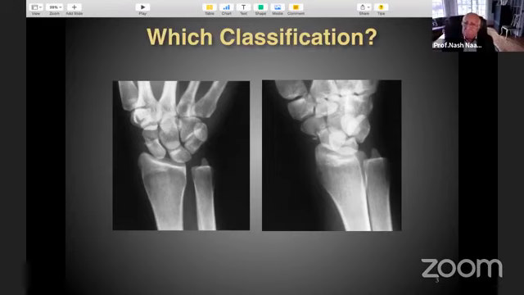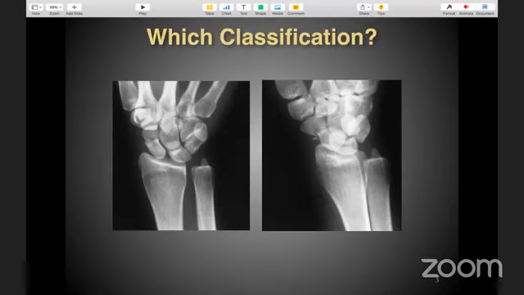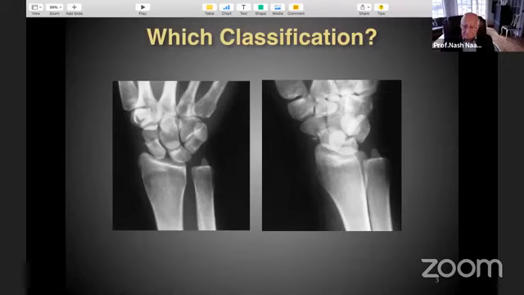Yes. So in any case of a displaced fracture, you first try to do it closed? Yes. Okay.